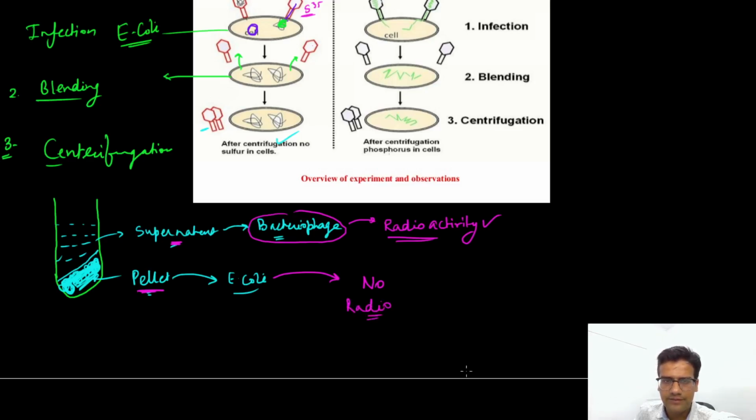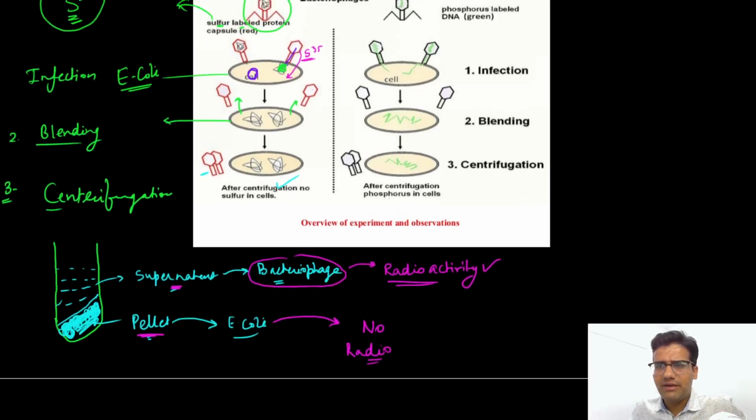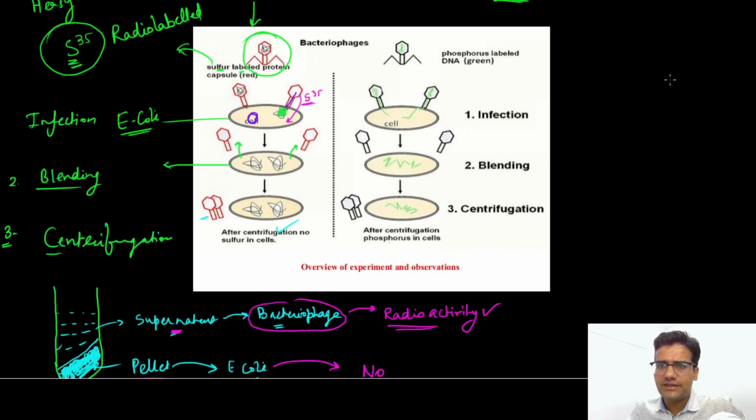That means the genetic material that is passed from the bacteriophage to the E. coli cell is not protein, sorry, it's DNA. To confirm this, they took a second experiment and did the same experiment with its DNA labeled. They conducted the same experiment with radio labeled phosphate 32.